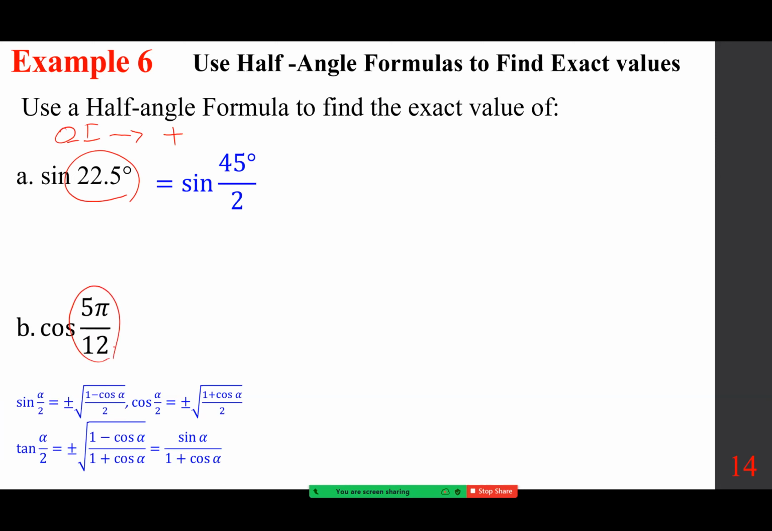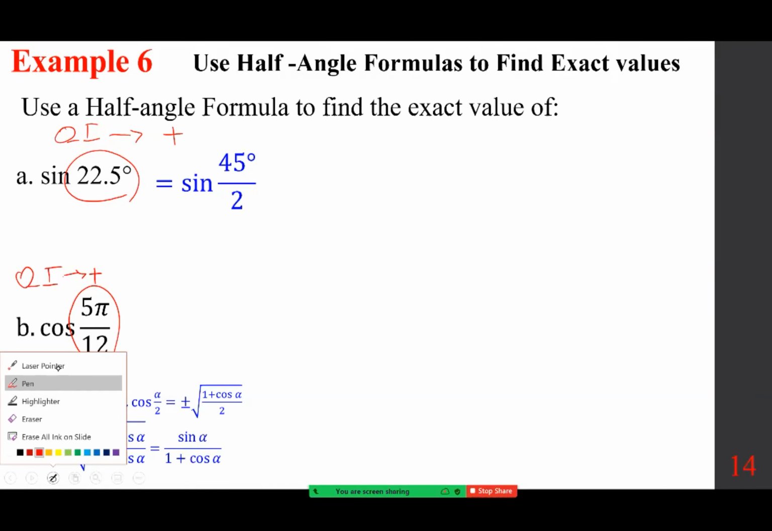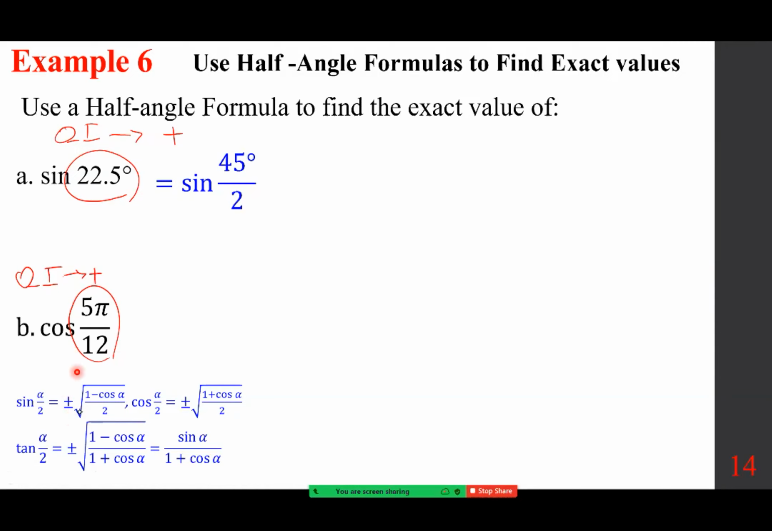Same thing here, 5 pi over 12. Remember, 6 pi over 12 is pi over 2. It's less than that. Therefore, this is also in quadrant 1, and that makes it positive. So that's why with the plus minus, we don't have to use the minus. For sine, we're going to use the square root of 1 minus cosine alpha over 2. We're going to use this one. So 1 minus cosine of 45 degrees over 2. So we're going to use this formula.